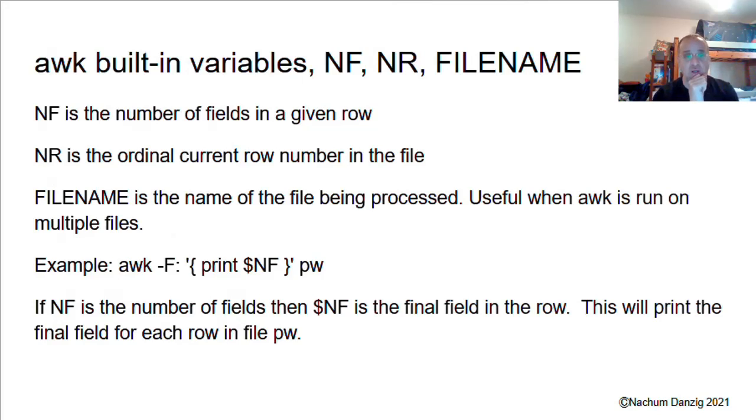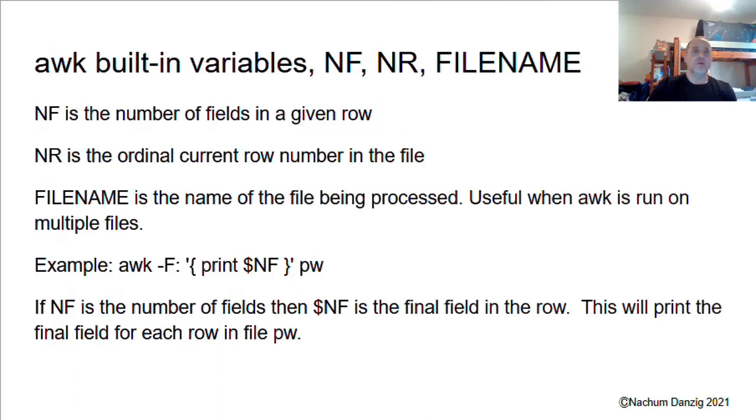NR is the ordinal current row number in the file. So in other words, first, second, third, fourth. So NR will be like 1, 2, 3. Remember, awk is going through the file line by line. So NR allows me to know which line I'm on. For example, if I wanted to find the word Charlie Brown and I want to know where I found it, I could print NR.